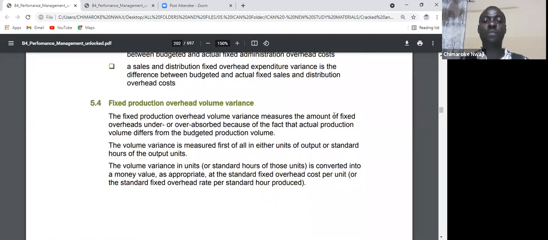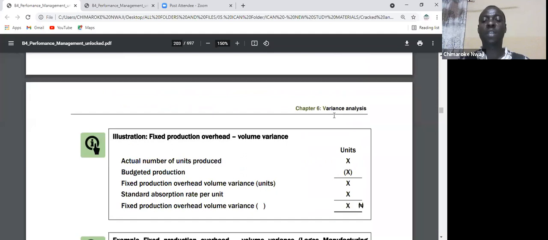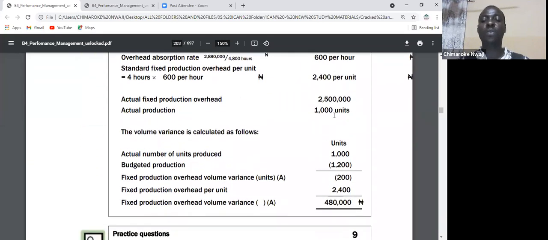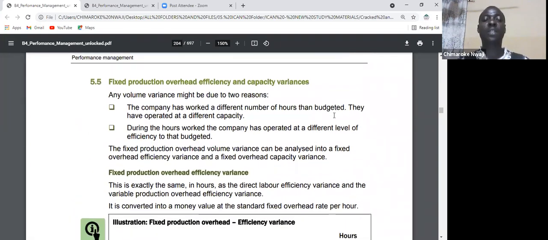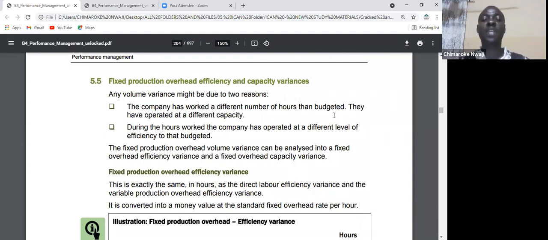But we'll still need to break down that volume variance into its components so that we can understand how we can derive our efficiency variance and our capacity variance. A volume variance might be due to two reasons. One, the company has worked a different number of hours than they budgeted, so they have operated at a different capacity. Or two, during the working hours, the company has operated at a different level of efficiency than the budget. Okay, sorry, the first one was a different capacity, then the other one is a different efficiency. So there's capacity variance and there is efficiency variance. When we add the efficiency and capacity variance, we should get our volume variance.